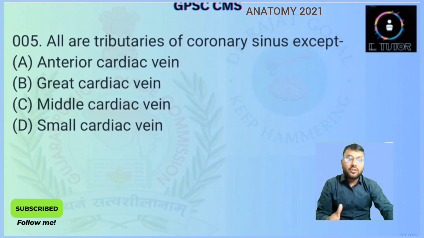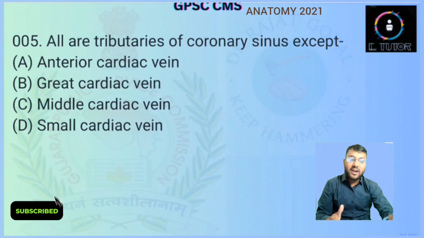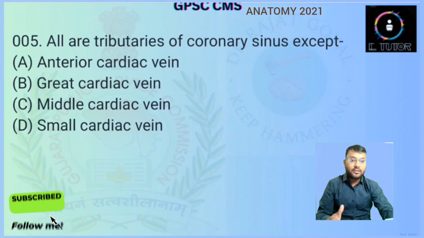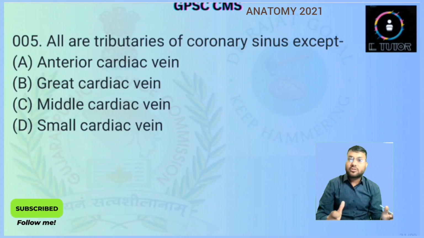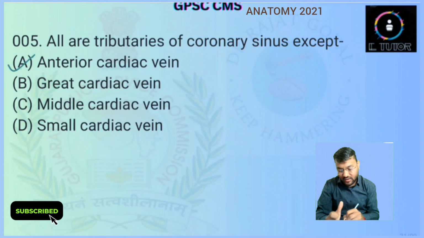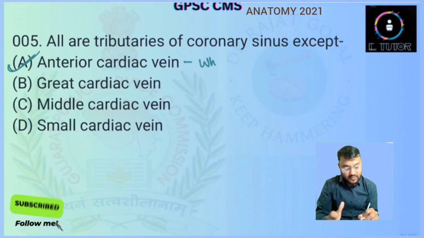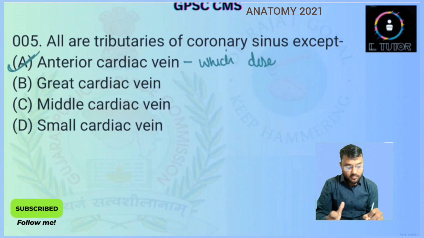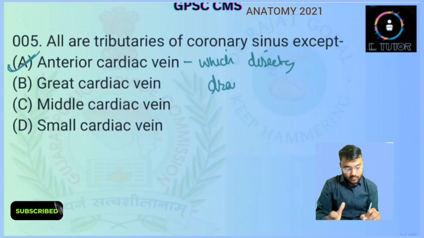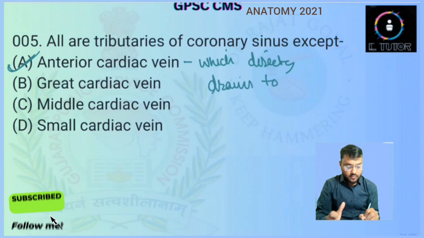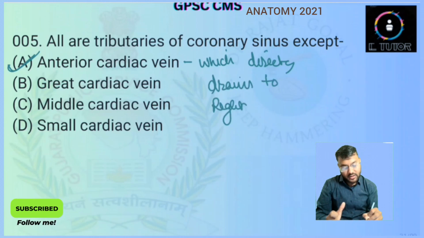All are the tributaries of the coronary sinus except. They are asking about the tributaries of the coronary sinus, which are the great cardiac vein, middle cardiac vein and small cardiac vein. But the anterior cardiac vein directly drains into the right atrium, so it is not a tributary of the coronary sinus. So the answer will be anterior cardiac vein, which directly drains into the right atrium.